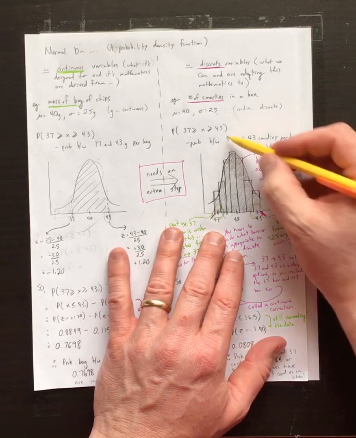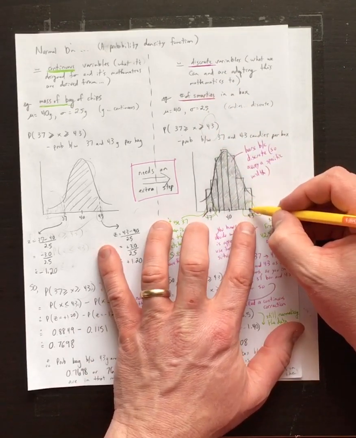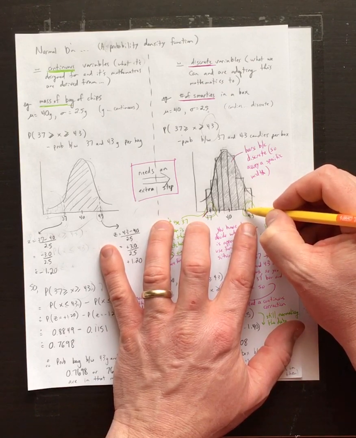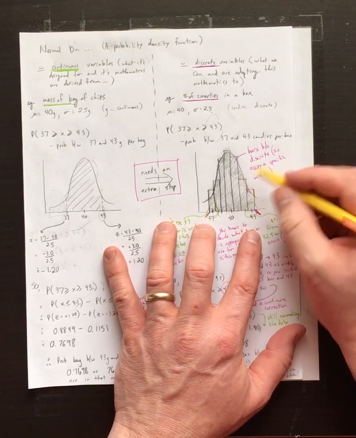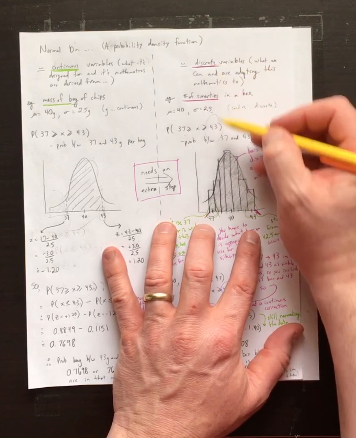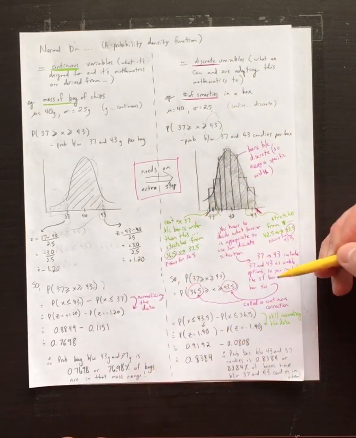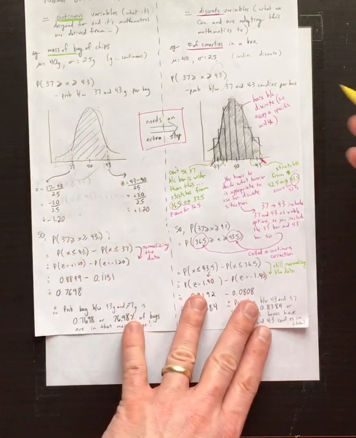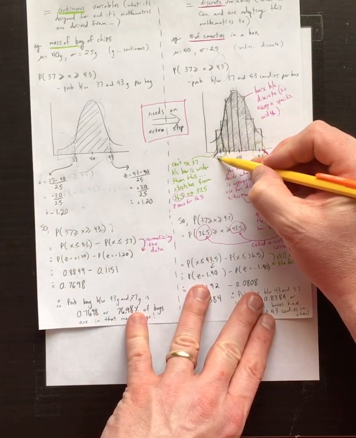Okay, similarly for our 43, the same thing happens. 43 goes from 42.5 to 43.5. So it's got a thickness to it. So if we're dealing with a discrete variable, we have to make an adjustment. That adjustment is called a continuity correction. So we can't use 37 for our barrier and for our z-score.